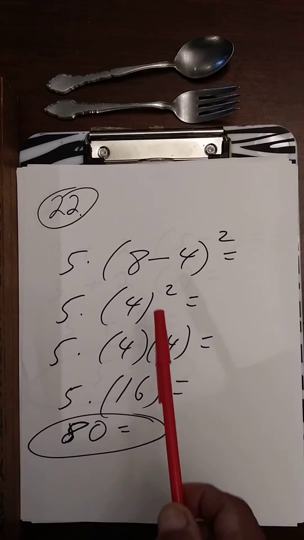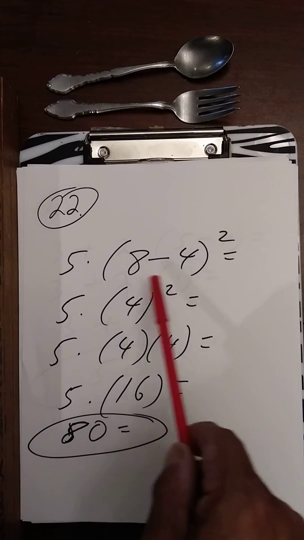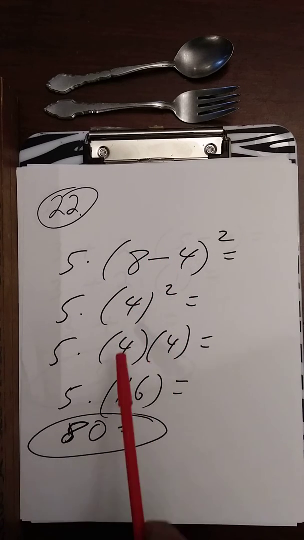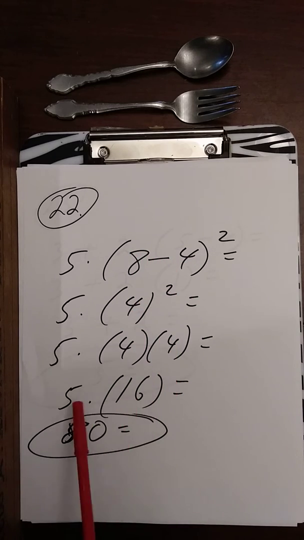Order of operations again. 8 minus 4, parentheses, let's do that first. 4 squared, 4 times 4, 16. 16 times 5 is 80.